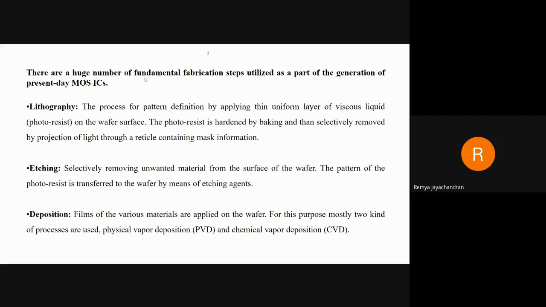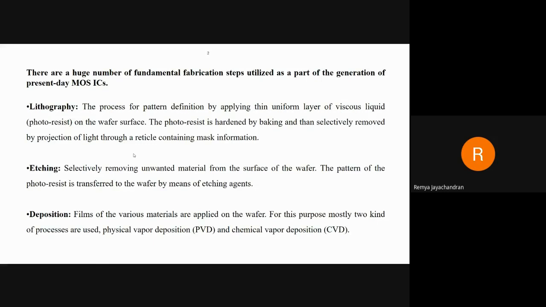So in this step, the fundamental fabrication steps for the generation of the MOS ICs are lithography. That is the process for pattern definition by applying a thin uniform layer, that is a photoresist layer, on the wafer surface, and then hardened by baking, and then removing the selected portion by projecting the light through the reticle, that is the information contained in the mask.